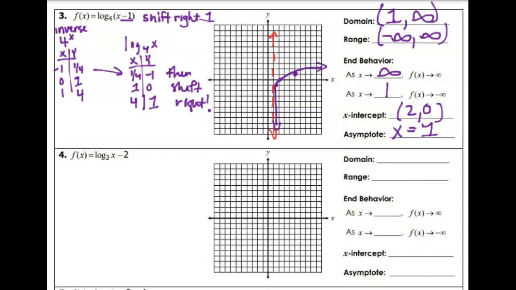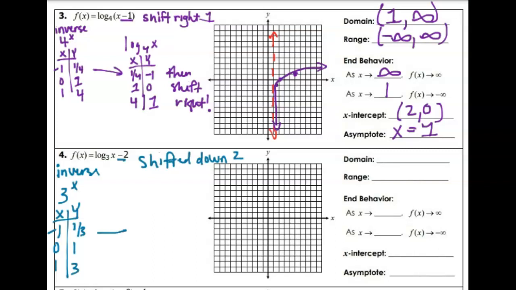Okay, so the last one we'll look at here is log base 3 of x, minus 2. Now notice that this is not inside parentheses, so that means this is a k shift, which means this is a shift down. So this function is shifted down 2. Let's take a look at the inverse first. 3 to the x is the exponential that goes with this. So if we look at the 3 main points, or 3 easy points for that.